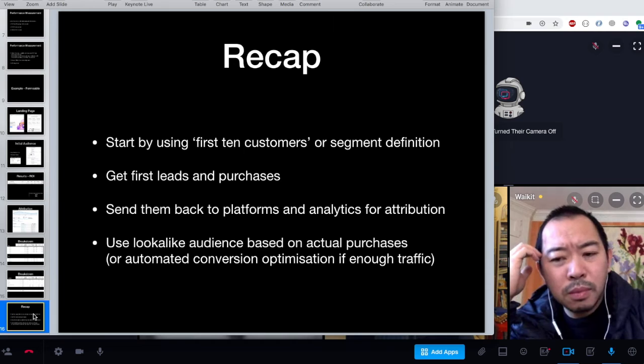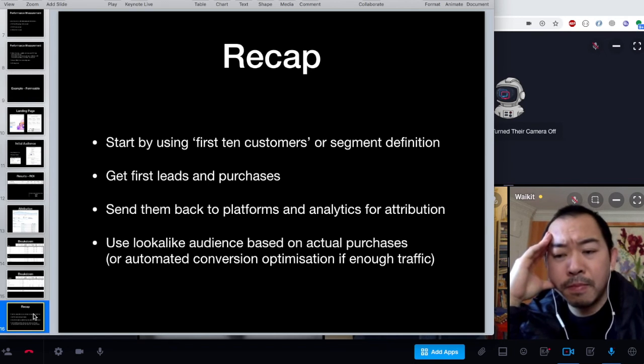And the third step would be to send those transactions back to all platforms used for advertising, send it back to Facebook ads, Google ads, Google Analytics, so you could see who's converting. And also you could let those platforms use it to automatically refine that audience.